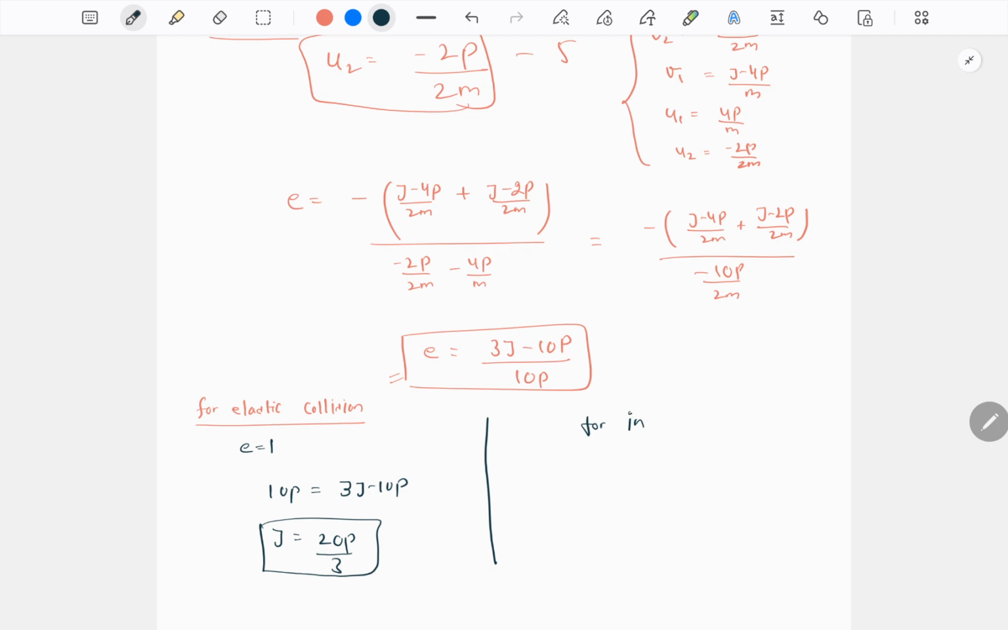For a perfectly inelastic collision, E is equal to 0. Then I can put 0 equal to (3j minus 10p) by 10p. So j will be equal to 10p by 3. So these two are our answers.